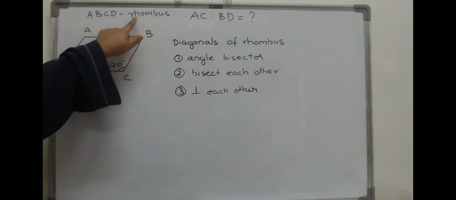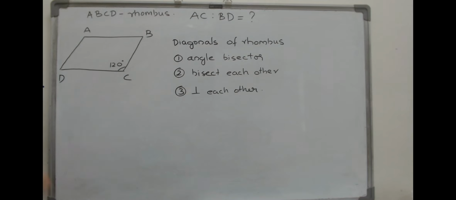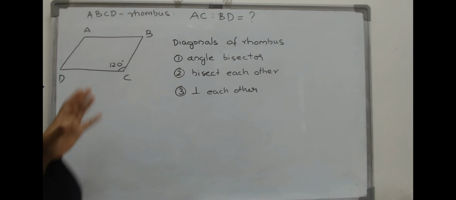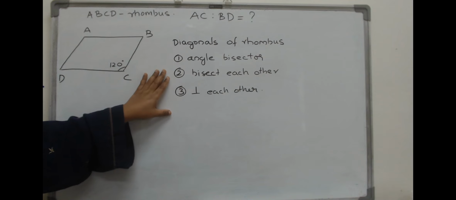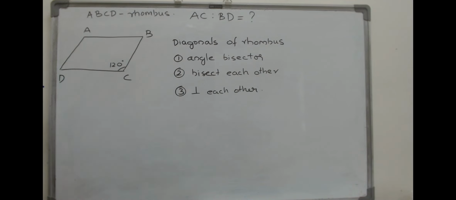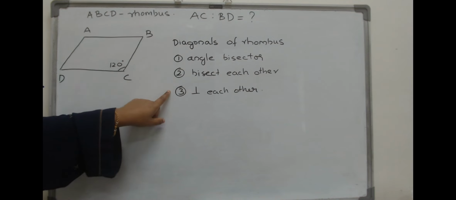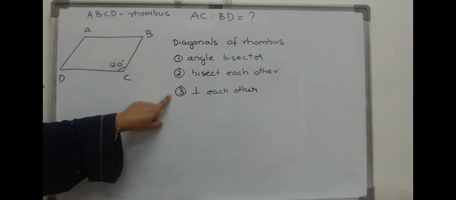Whenever you have one of the special quadrilaterals like a rhombus or a parallelogram, remind yourself of all the properties. Whether you need it or not, always remind yourself of all the properties and we will use it if we need it. Now, what are the properties of the diagonals of a rhombus?